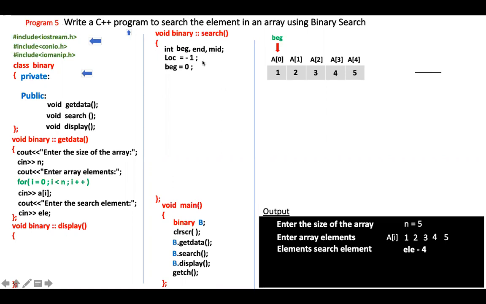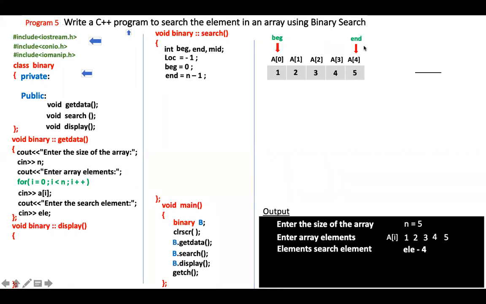Now tell me, how will it take the end position? Will it write 4 or something else? Obviously everyone knows n-1. So what is the n value? Yes, very good. The n value is 5. 5 minus 1 will be the 4th position. So end will be equal to n minus 1. The n value is 5, 5 minus 1 is 4. So at this position, your end will come.